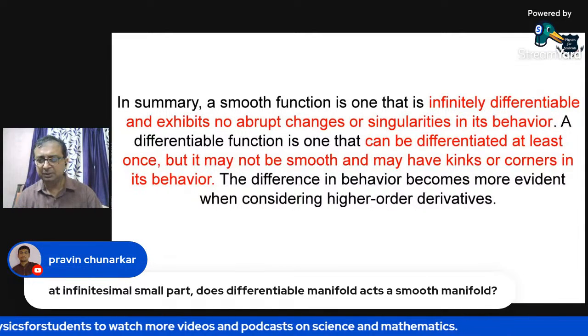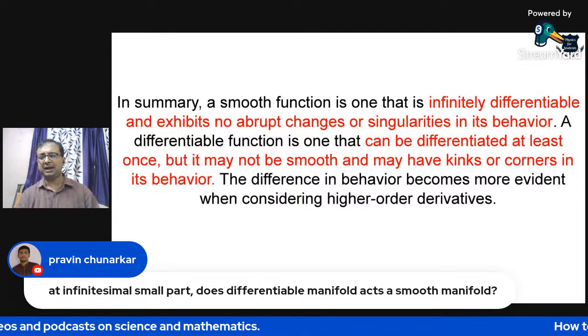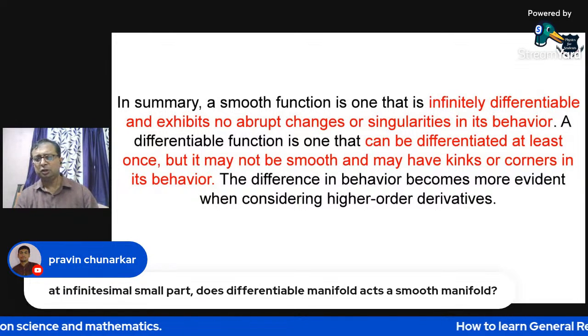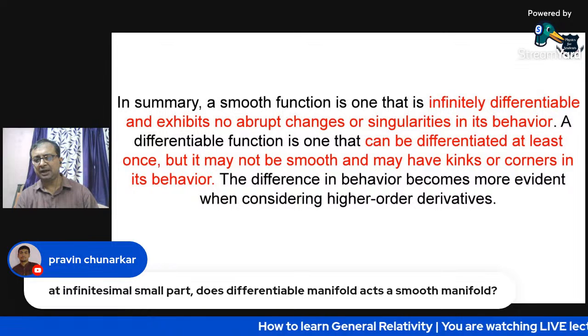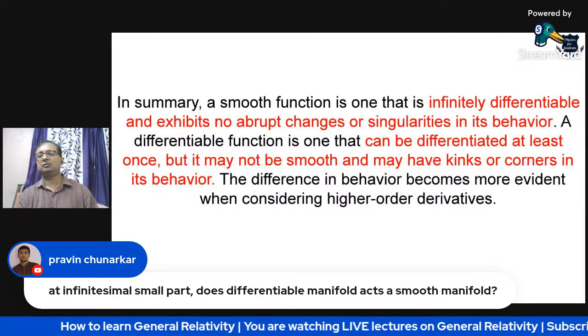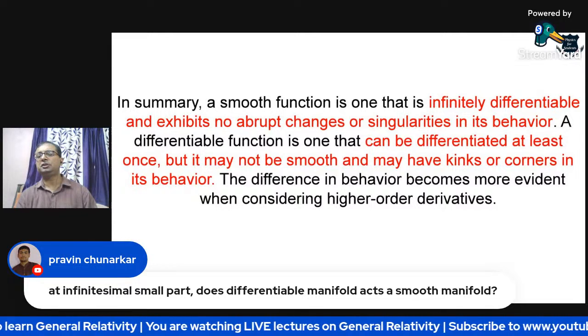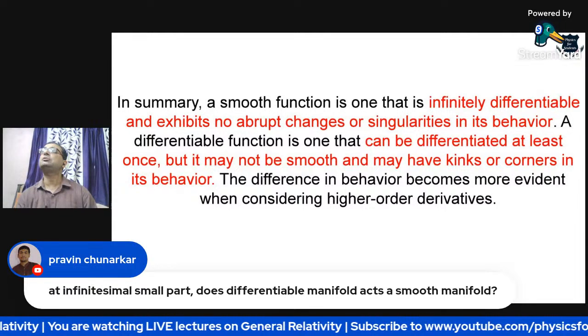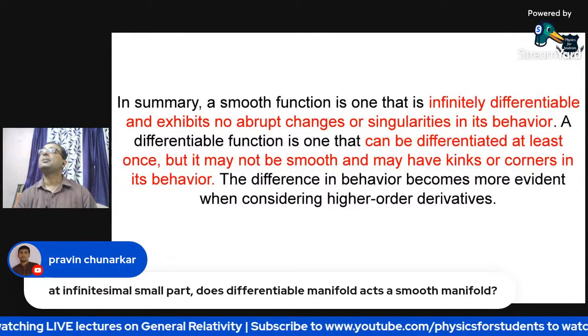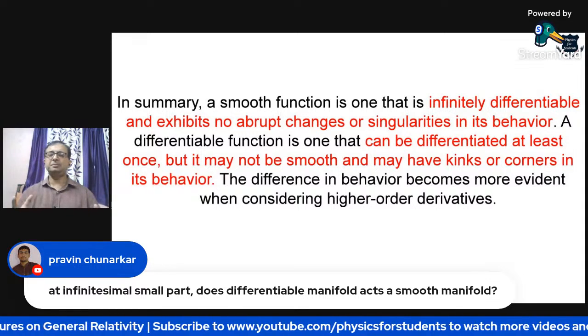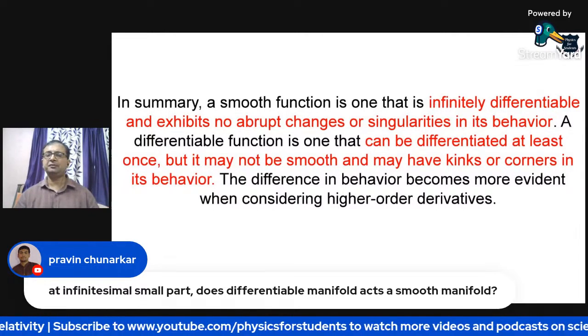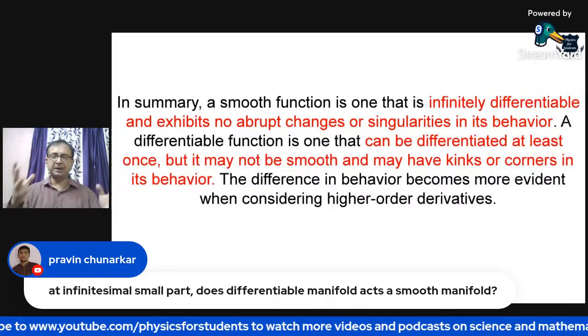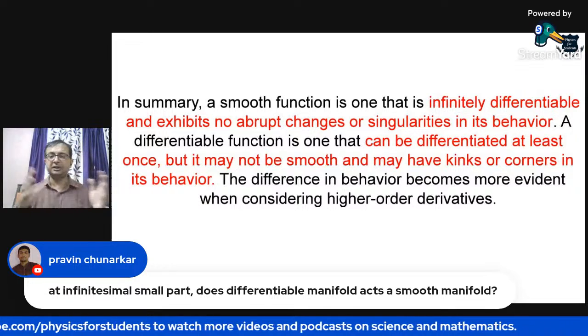At infinitesimal part, does a differentiable manifold act as a smooth manifold? No, in general, Praveen, the differentiable manifold itself comprises the smooth manifold. It is a generalized structure.